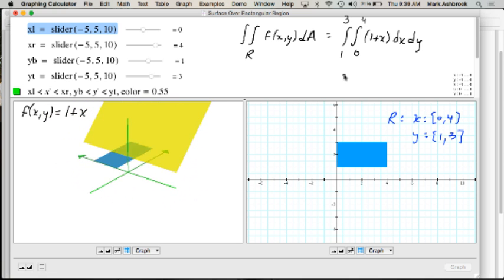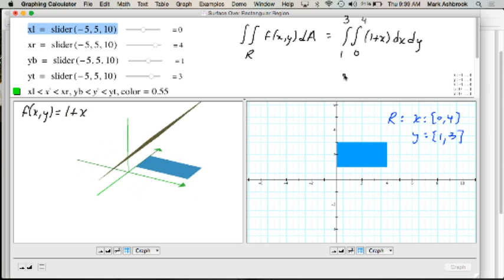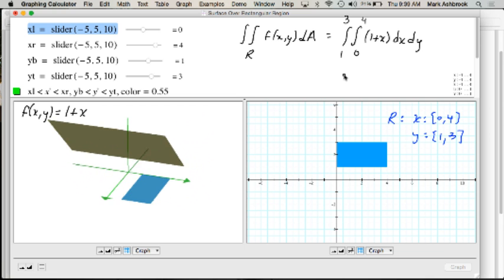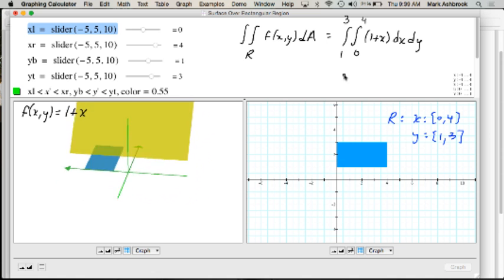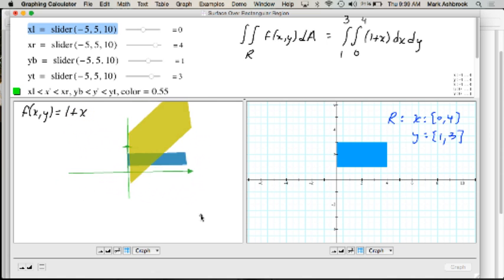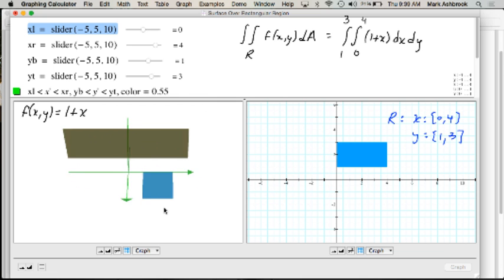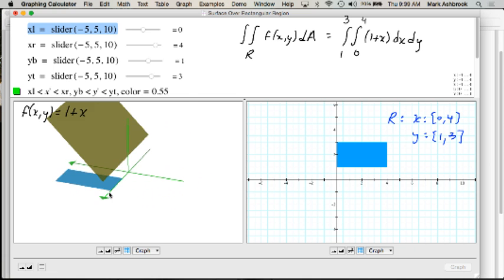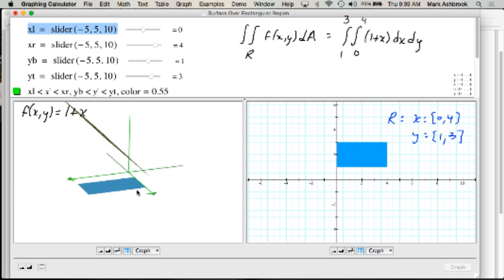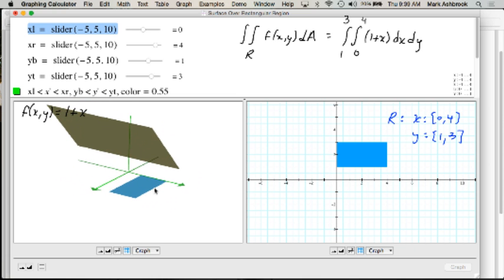Paige, you want to try? Sure. I don't exactly either, but so if f of x y was like a rate of change of something, then the double integral would be the accumulated like volume or whatever it is that is changing.